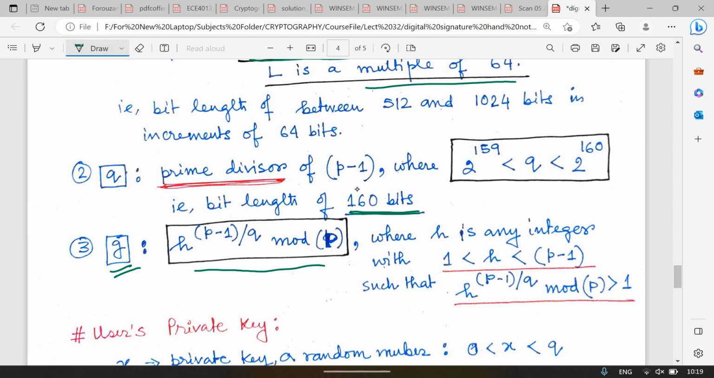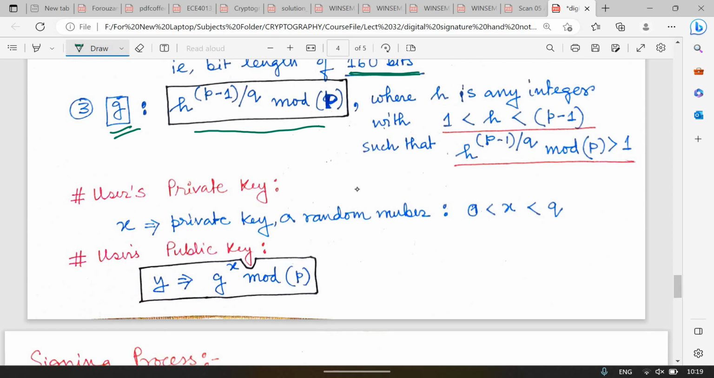So basically, again, we are generating some global elements. Using these global elements, we are going to generate the private key and the public key. Let's see the private key, which is very simple. X is a private key, which is a random number lying between 0 and Q.